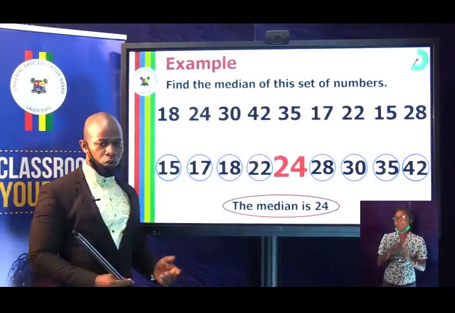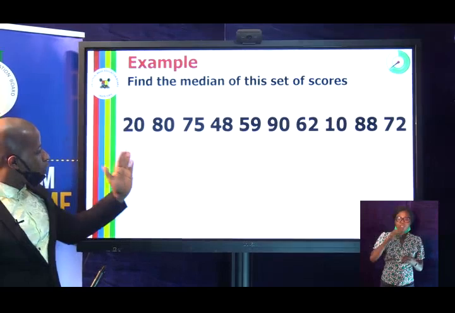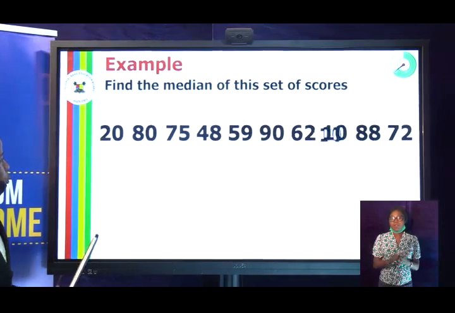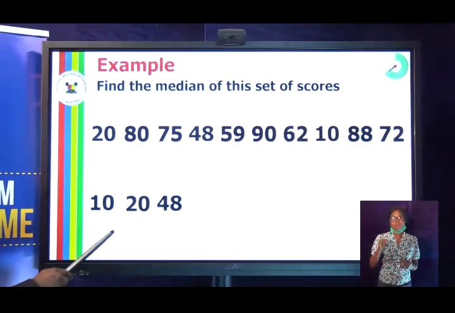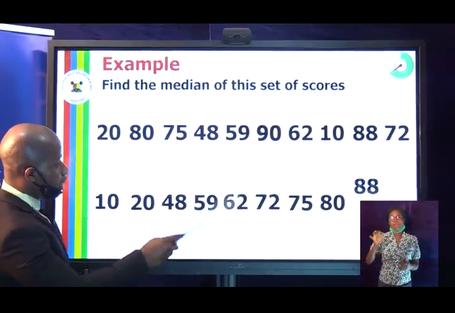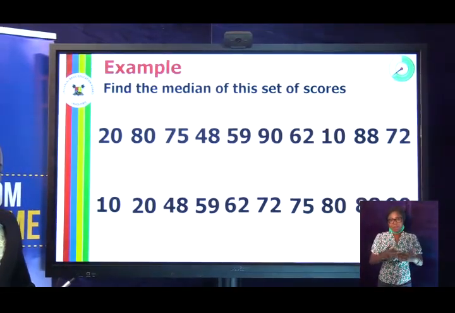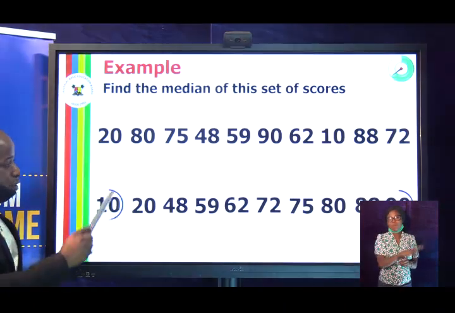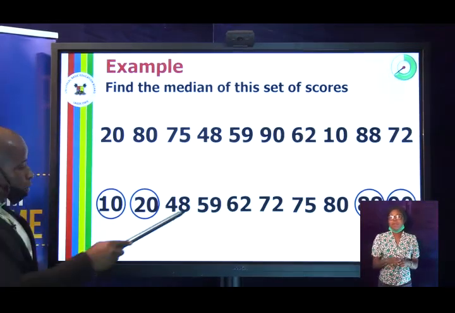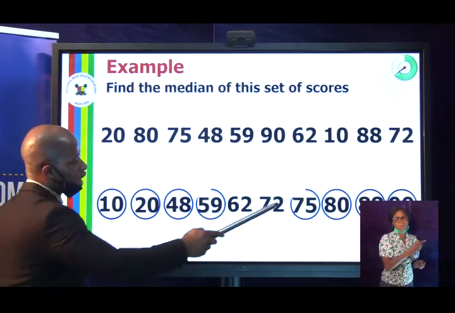Let's just take a look at another example of the same type. Find the median of this set of numbers, and we have all these. So the first thing that I'm going to do again is arrange. The smallest is 10, followed by 20, followed by 48, followed by 59, 62, 72, 80, 88, and 90. So I'm going to do the same thing that I did with the previous example, which means I'm going to circle one number from this end and one number from the other end. Now another one from this end and another one from that end. Then another, and then another.